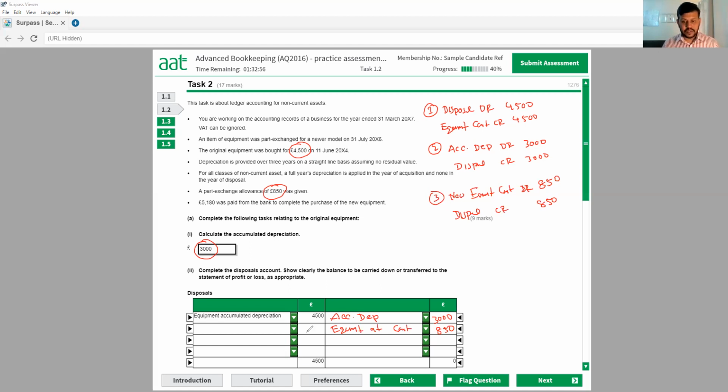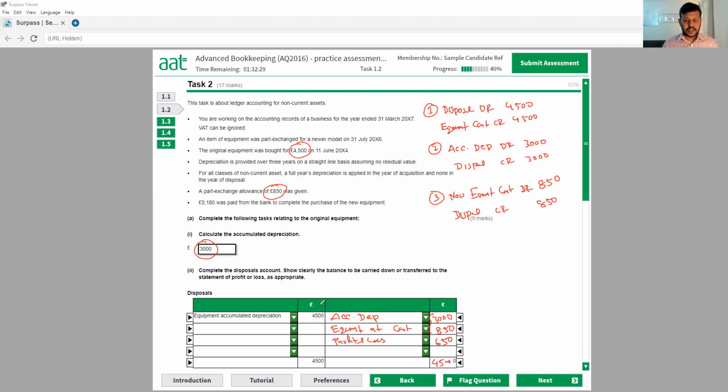So we can say 4,500 looks higher. We write the same 4,500 here and find the difference. The difference will be charged to the profit and loss account. So you're going to say profit and loss account. That is 650. Now you can see it very clearly.